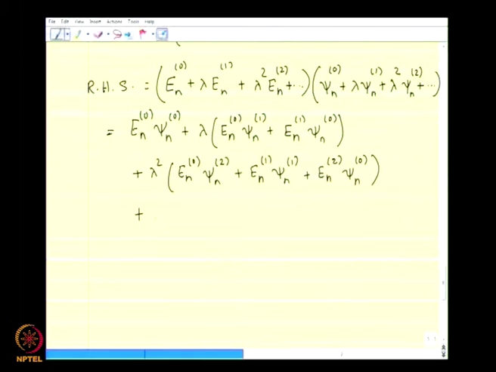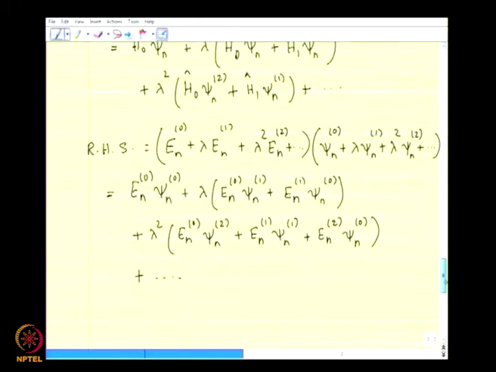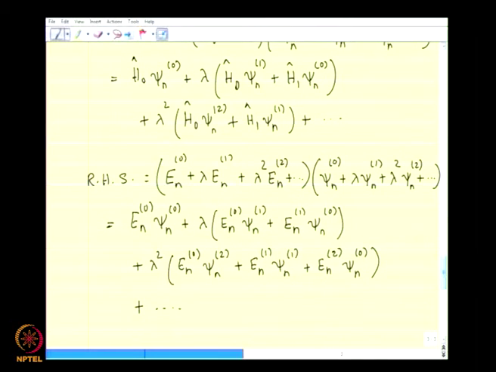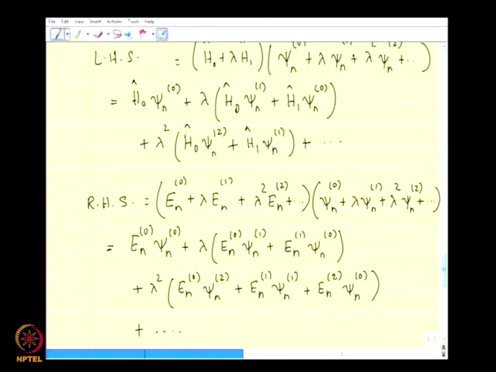But let us stay with 1, 2 and 3, we will not worry about other corrections. First and second order corrections are the most important in elementary quantum chemistry, so we shall derive expressions for that. Now left hand side is equal to right hand side, so you can take a look at this term. I think I have the expressions on the screen, so you can see that the first term, now we are equating the left hand side with right hand side term by term according to the powers of lambda.